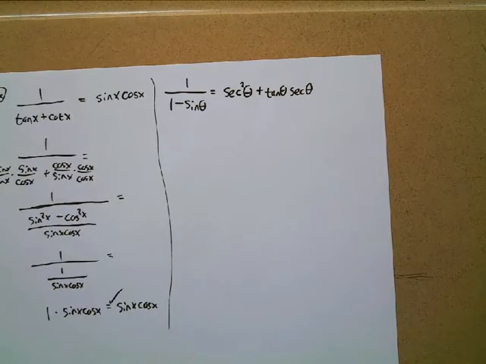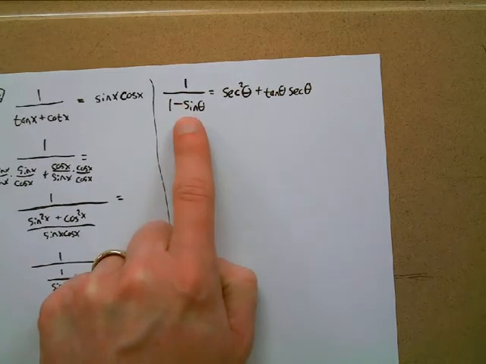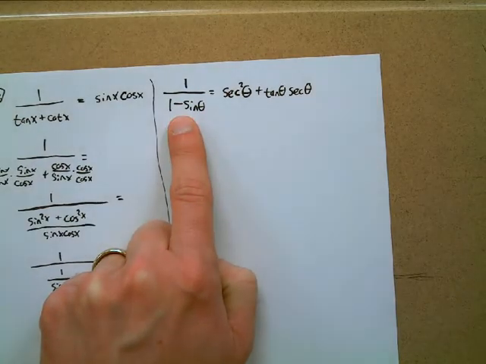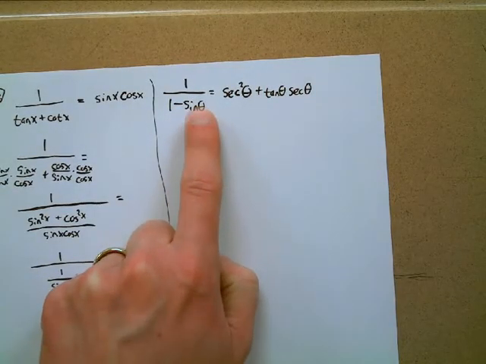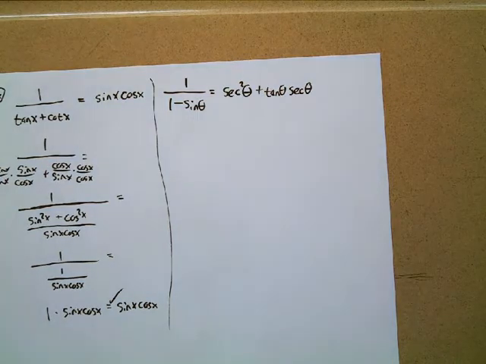Can we fix it to make it the Pythagorean identity, though? Can we fix it to make it 1 minus sine squared? And if so, how? What do we need to multiply? Anna? There you go. Exactly right. If we multiply the top and the bottom by 1 plus sine theta.